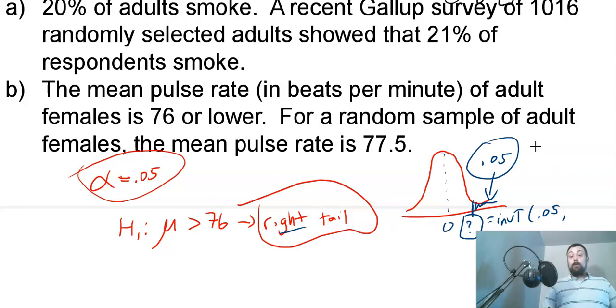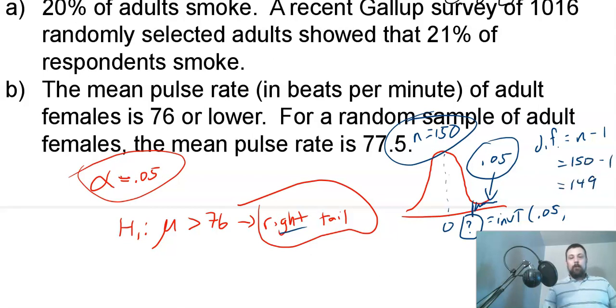The other thing we need is the degree of freedom. The degree of freedom is n minus 1. I forgot to copy that information over here. Something I realized when I taught this in class is that they give us some information about the sample, but they didn't tell us the sample size or the standard deviation. So I added it in earlier, but I forgot to put it here. The sample size that I added in earlier was 150. So it's going to be 150 minus 1, which gives me a degree of freedom of 149. And that's what I want to put here.